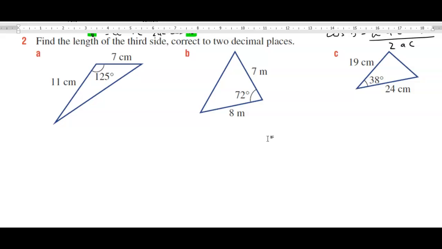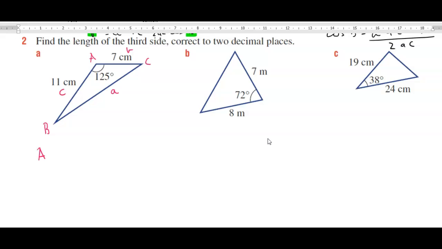Now, when you're labeling your triangle, it doesn't matter what you call A, B, and C. I tend to like putting A here where your angle is, but it doesn't really matter. It's just a preference. So label your angles first and then do your sides. We've got angle A, so that means side a is opposite it, b is here, and c is here.